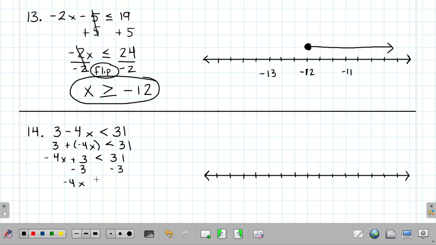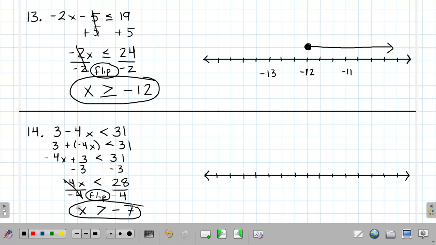Negative 4x is less than 28. Now we divide by -4. So x, which is what we want over here. We want a positive 1x. We just want an x because those will go away. Positive over a negative is a negative. 28 over 4 is 7. But here, once again, what do we do? We divided by a -4. So we had to flip the inequality, meaning it went from less than to greater than.